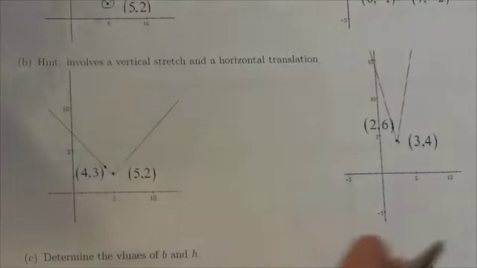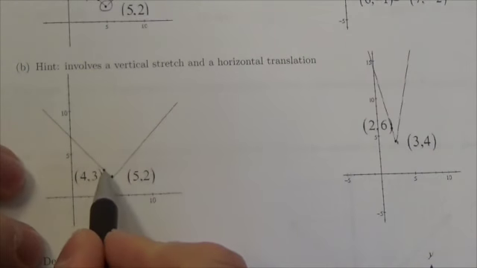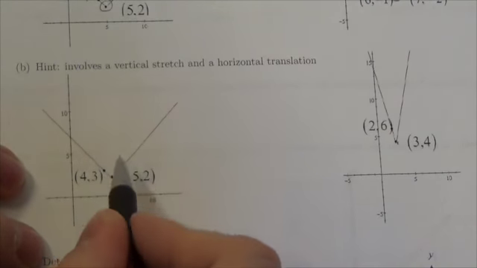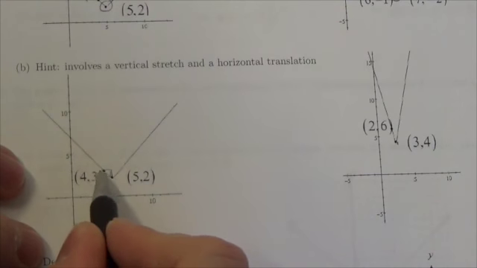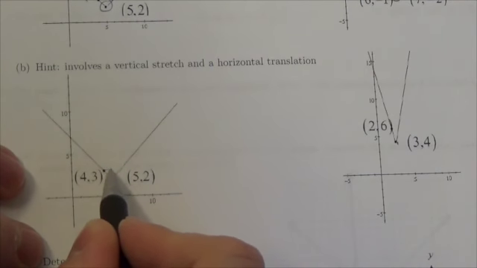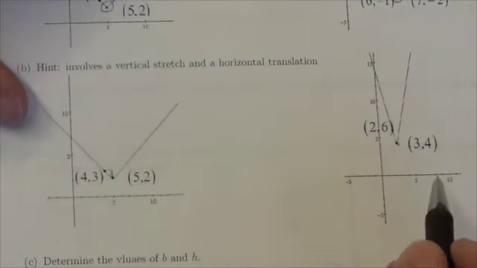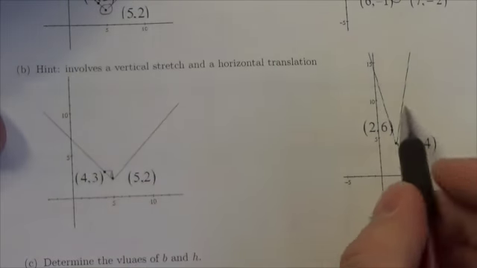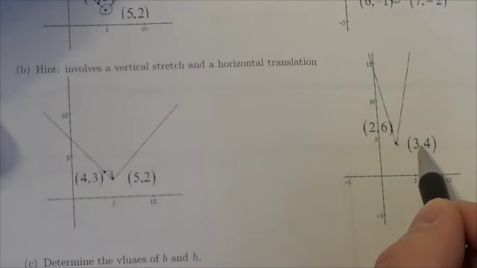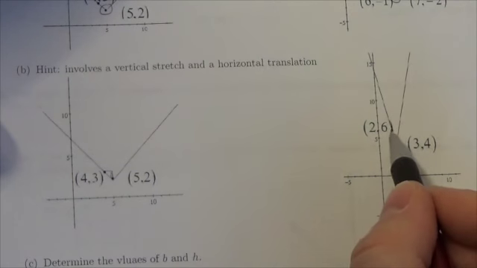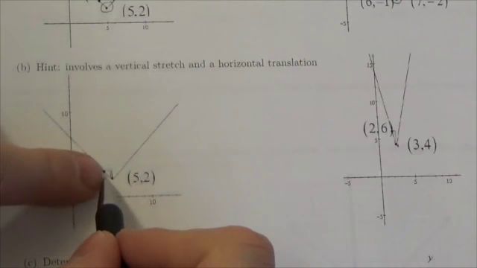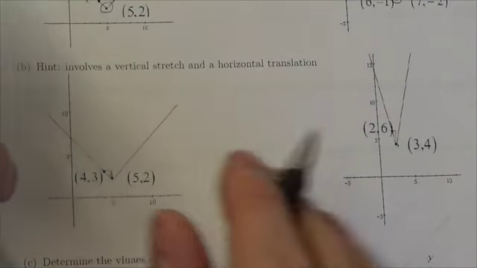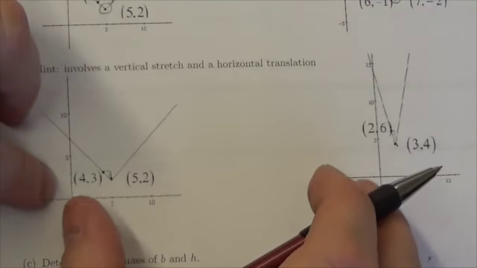So let's just take a quick look at this. This graph here, to go from this point to this point, involves going 1 over horizontally and then 1 down to get to 5,2. So from 4,3 to 5,2 is 1 to the right, 1 down. Now, let's check this. To go from 2,6 to 3,4, to go from 2 to 3, that's 1 over. Well, that's the same as this one. So horizontally, there's been no change in that motion.